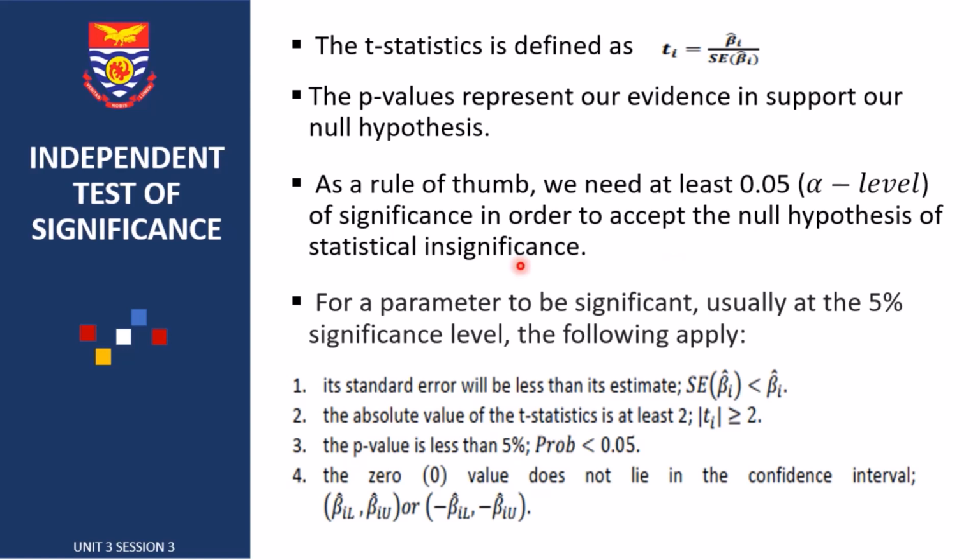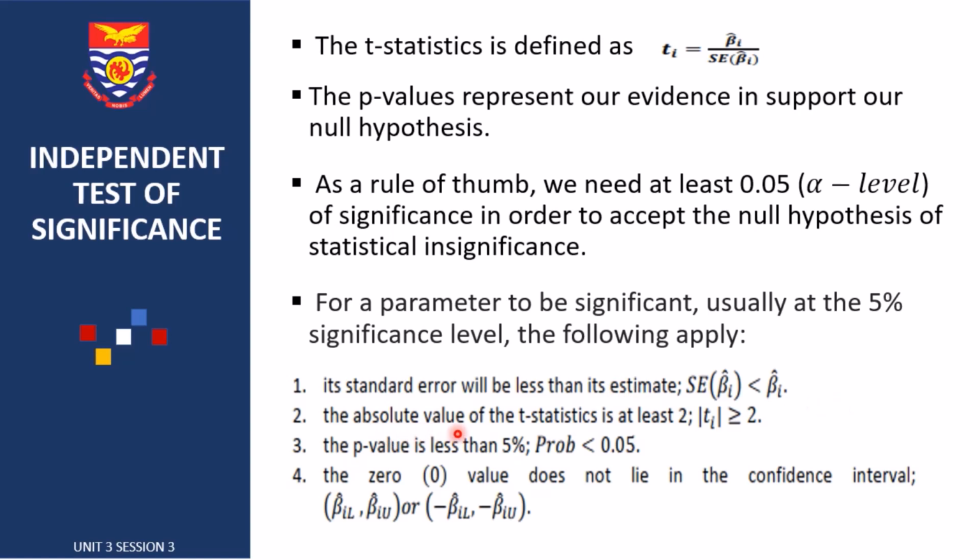For a parameter to be significant, usually at the 5% significance level or 5% alpha level, the following applies. We have to ask ourselves whether the standard error is less than the estimate. If the standard error is less than the estimate, then we assume that the estimate is quite significant.